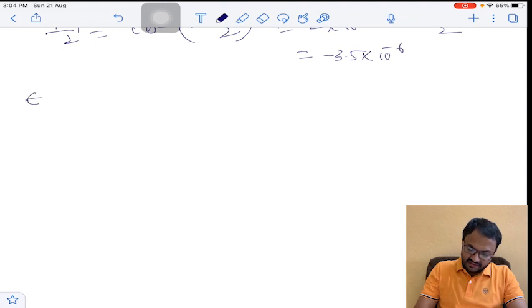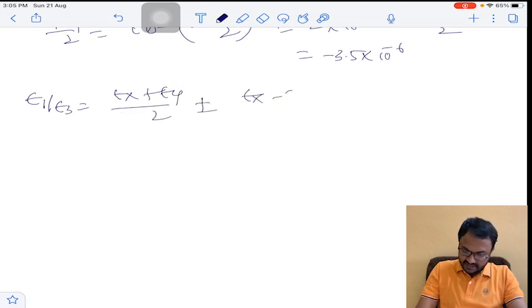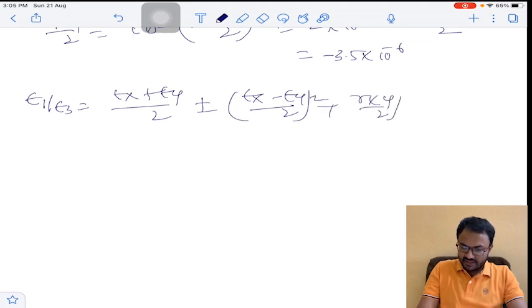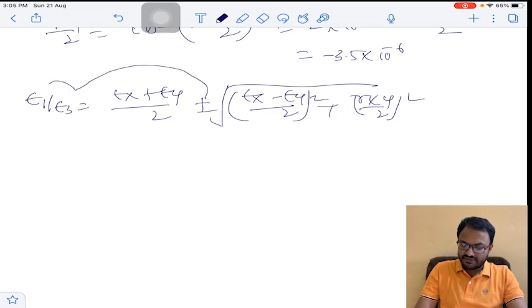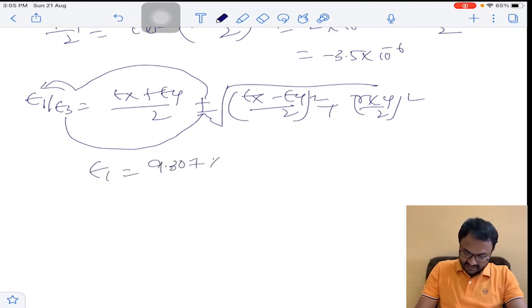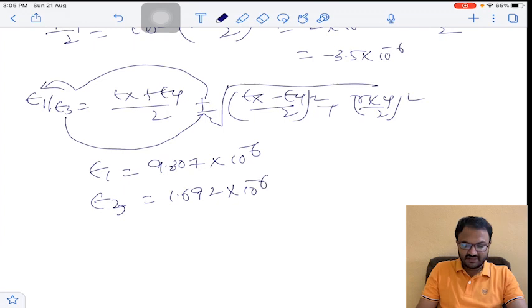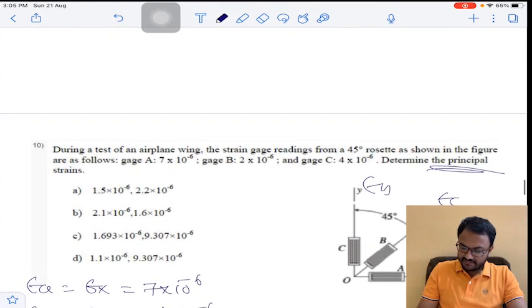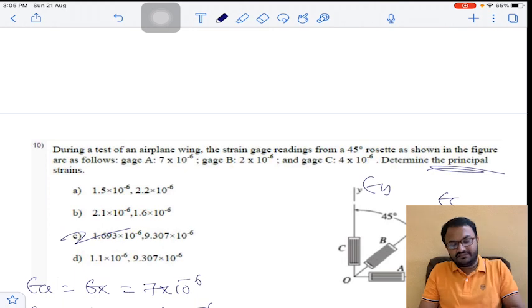So you know everything. E1 or E3 is (Ex plus Ey) by 2 plus or minus the square root of ((Ex minus Ey) by 2 whole square plus (gamma xy by 2) whole square). If you take positive, you will get E1. If you take negative, you will get E3. So you will get E1 as 9.307 into 10 power minus 6 and E3 as 1.692 into 10 power minus 6. Clear? So the answer will be option C for question number 10.